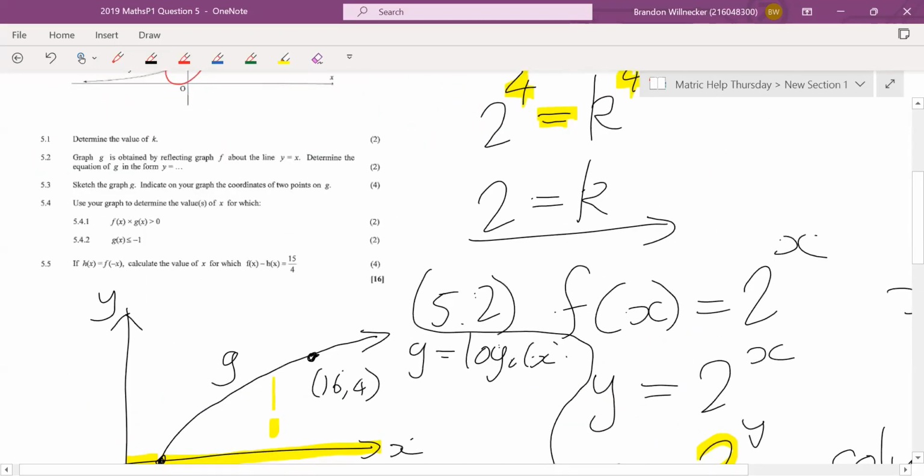Okay, last question for this section here. If h of x is equal to f of minus x, so that is the reflection about the y-axis, just to make note, calculate the value of x for which f of x minus h of x is 15/4.